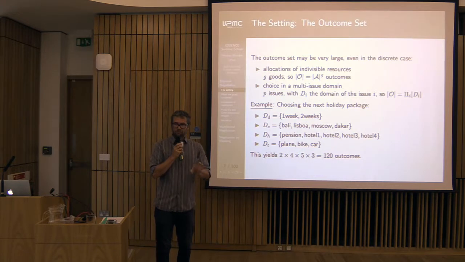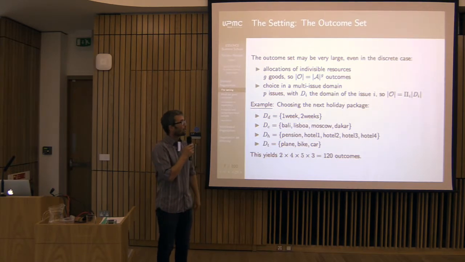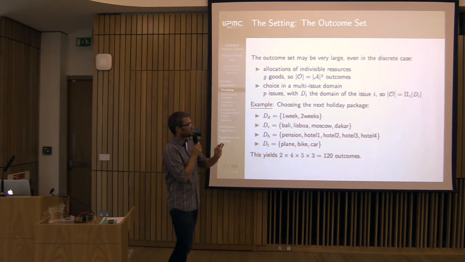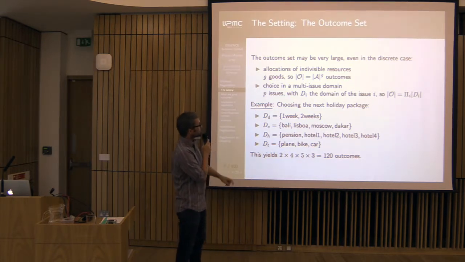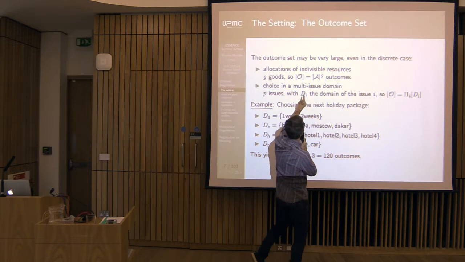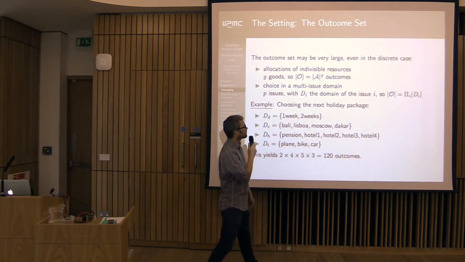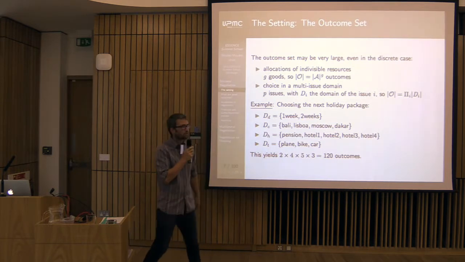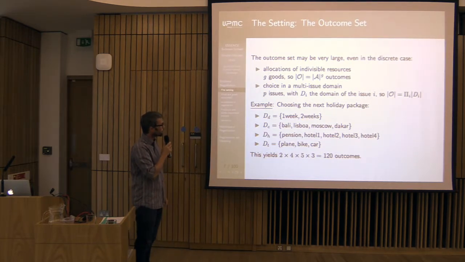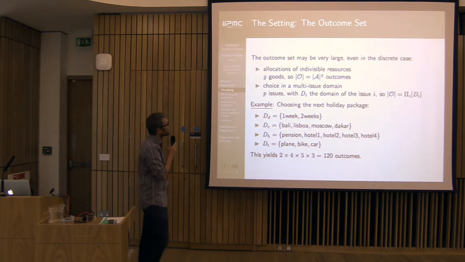Okay, so what does it mean? First, it means that the outcome set, so the different outcomes that you can have, can be very large. Even in the discrete case, even if each outcome is discrete, not in a continuous case. For instance, if you have G goods, and A being the number of agents, you have A to the power of G outcomes, okay? Because you have to enumerate all the possible ways to allocate the goods.